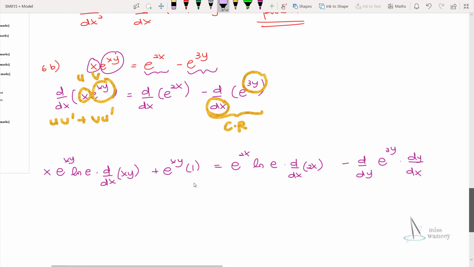Okay, so now what do we have? Right, so basically yang ini ln e dah tahu kan nilai dia, so this is supposed to be equal to 1. This is also ln e, so it's supposed to be equal to 1. And then what else? We got d over dx of xy, so this one we haven't finished yet, so I need to differentiate them. Again, we need to use some product rule for this in order to differentiate them.